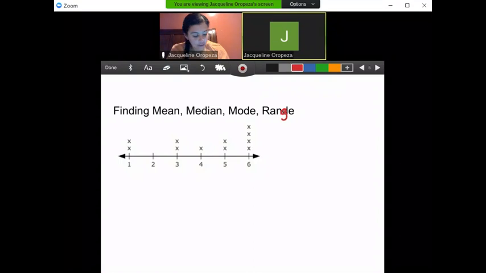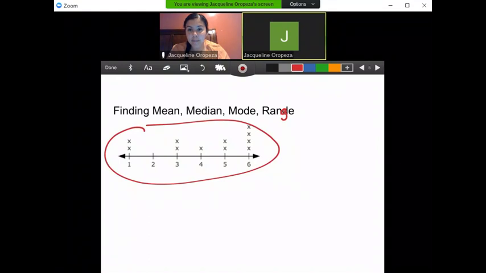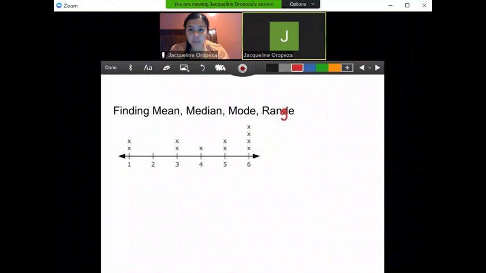So my first step is to write my data set. I'm given the line plot. Now I have to write my data set. In order to write my data set, I have to go by each number. So I look at the number 1. How many x's do I have above number 1? I have 2 x's. So that means I have to write two number 1s.